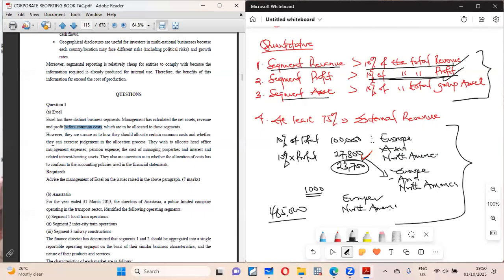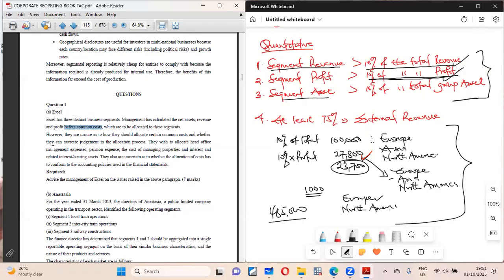However, they are unsure about how they should allocate the common cost, whether they can exercise judgment in the allocation process. They wish to allocate the head office management expenses like pensions, head office management expenses, cost of managing properties, interest, and related interest-bearing assets. They are also uncertain as to whether the allocation of cost has to conform to the accounting policies used in the financial statement. Advice. Come on, this one, you don't even need financial reporting to do this.